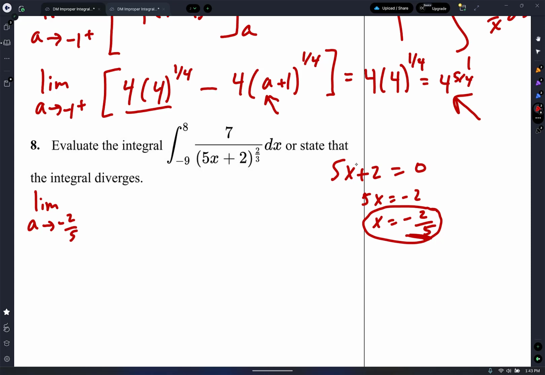So if I start at -9, is -2/5 going to be to the left or to the right? To the right. I'm going from -9 to -2/5, so I have to approach -2/5 from the left, because I'm going left to right. So as A approaches -2/5 from the left, I write integral from -9 all the way to A. You would write B instead, but that's fine. Delta Math would have written B. Of 7 over 5x plus 2.